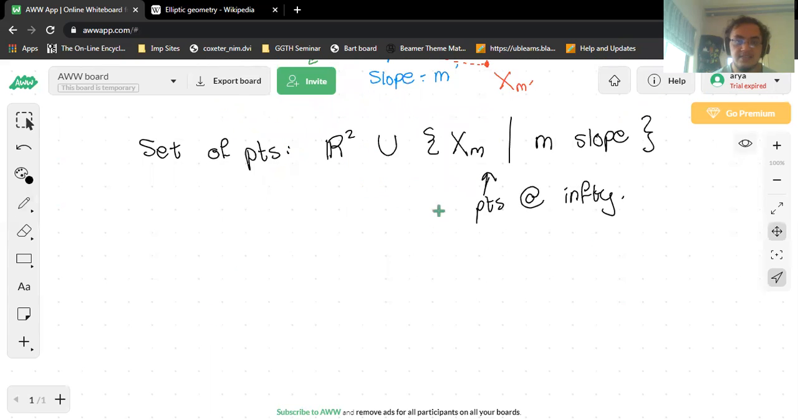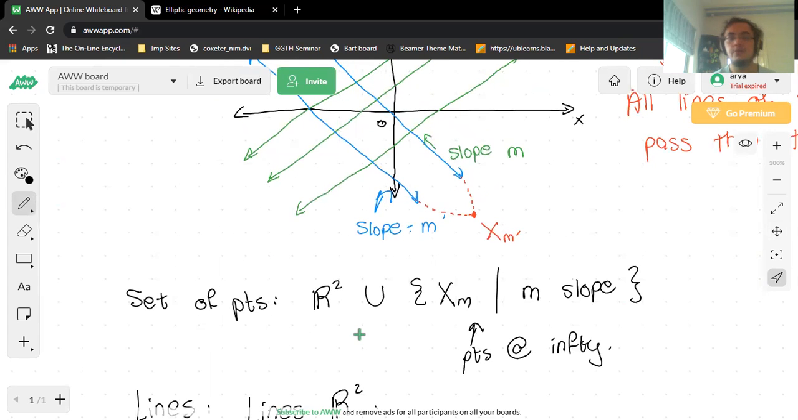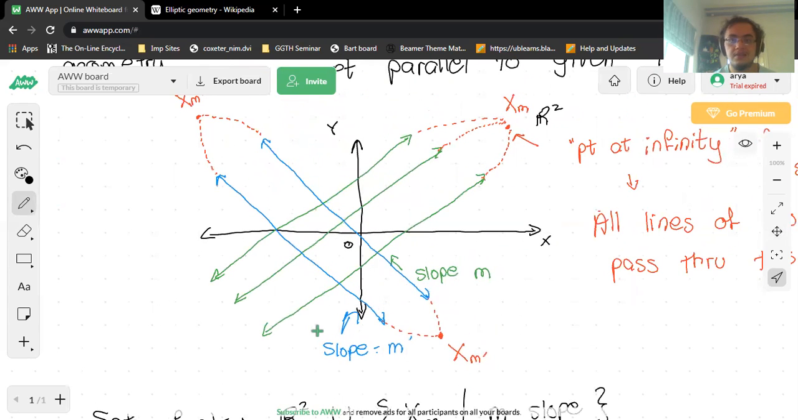So what are our lines? You have lines in R2. But for a nice set of geometry, you would want to have that between any two points, there exists a unique line. Okay? And so far, if you take two points in the plane, you know that there is a unique line, just the Euclidean line.